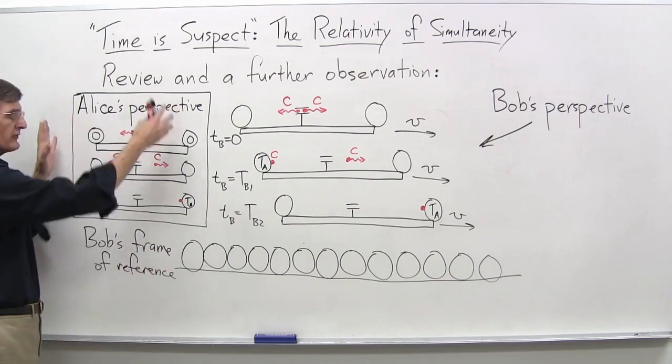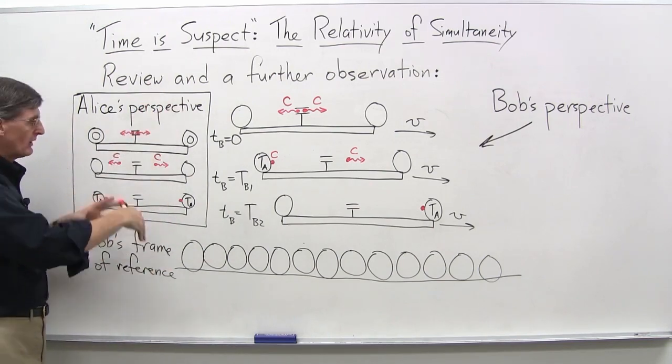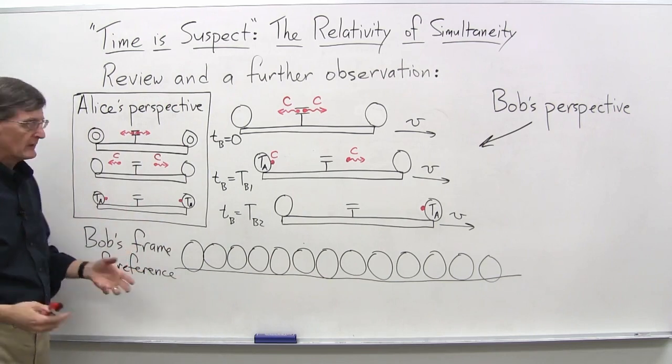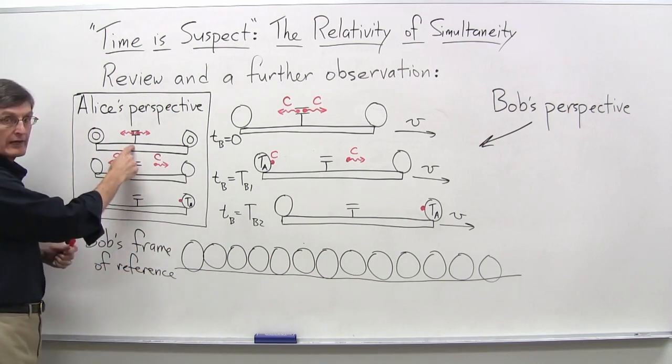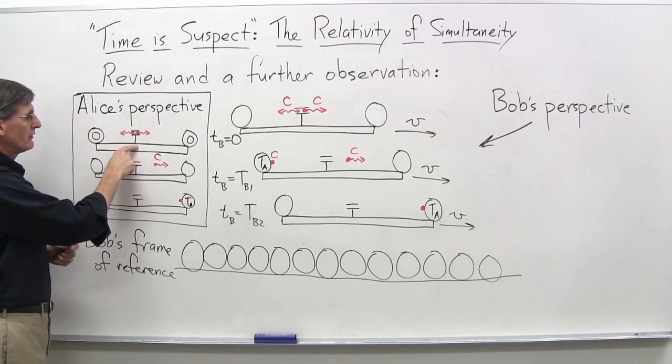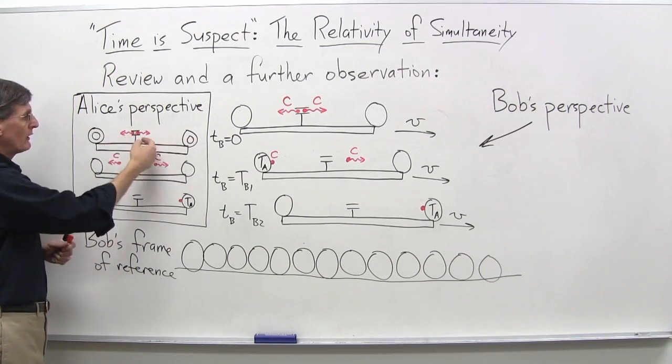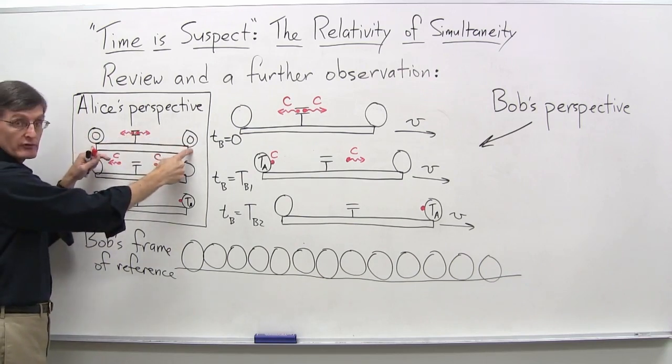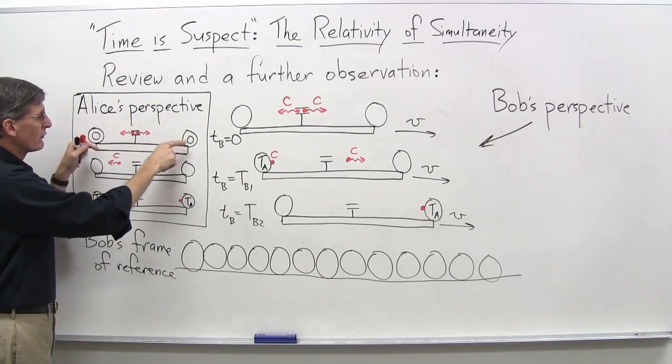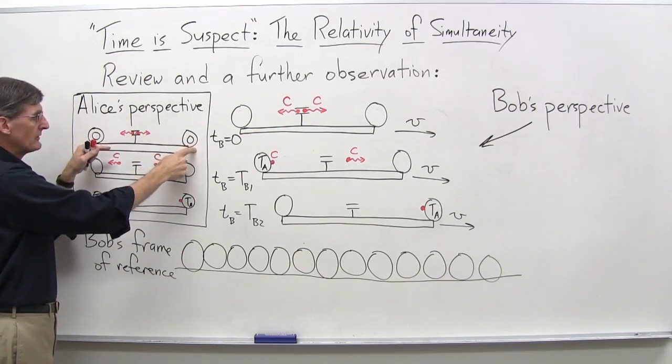So here's Alice's perspective on her spaceship. As far as she's concerned, she's not moving. She has the light pulse apparatus here. She shoots one light pulse that way, one light pulse that way. Her clocks are synchronized, so the light pulses both go off at the same time at TA equals 0 here, her time.